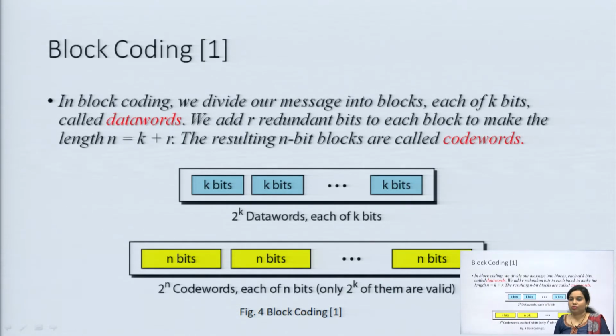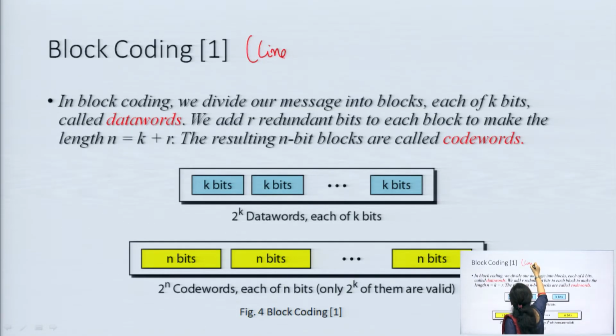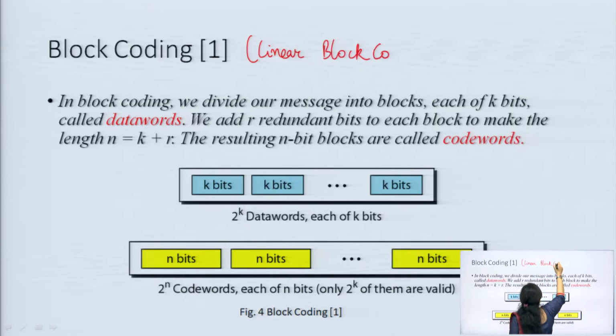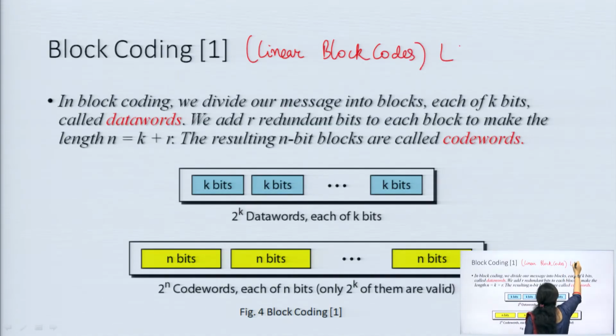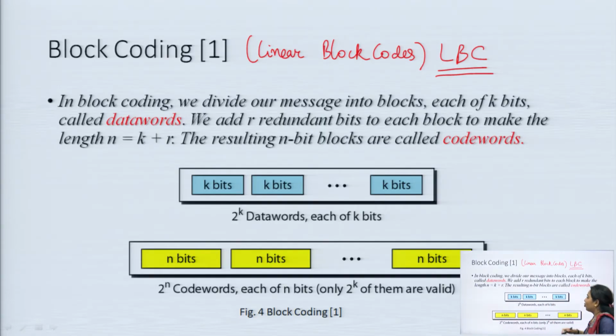Block coding is also known as linear block code, or in short form LBC. In block coding we divide our message into blocks. Let us say I want to transmit 10 bits of information, then I can break those 10 bits into blocks of 2 bits of information. So, this is how block coding will work.